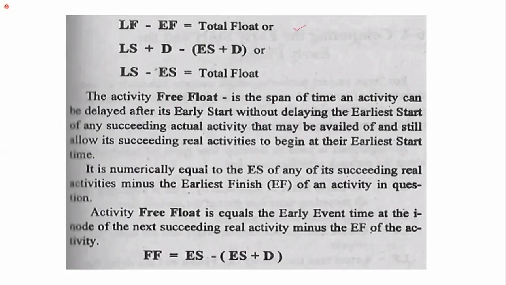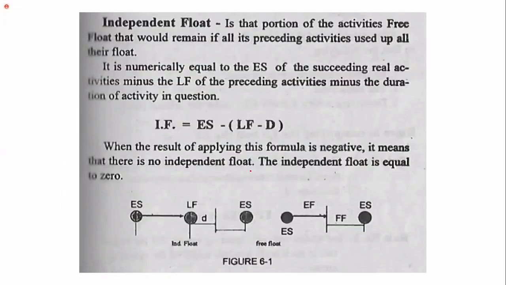Activity free float. The formula for free float: early start, ES minus ES plus D. ES plus D is just the early finish. So for independent float, we have early start minus late finish minus duration.